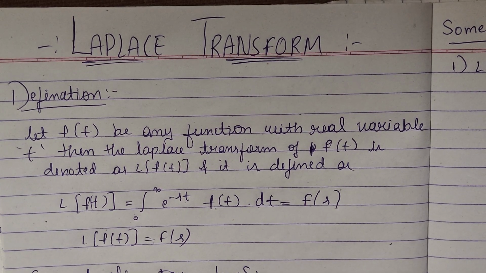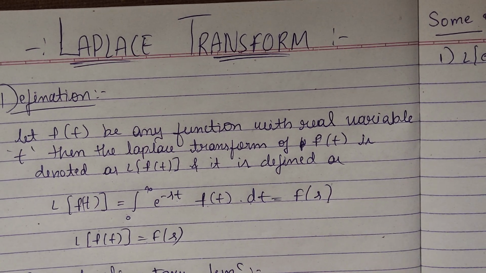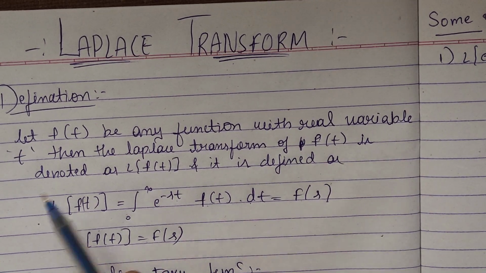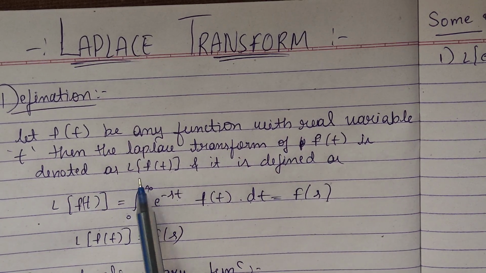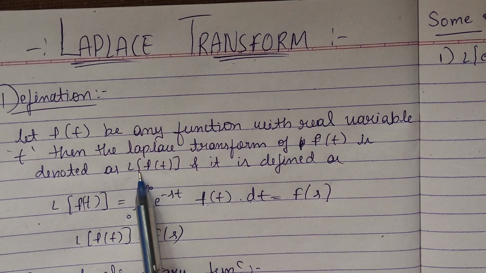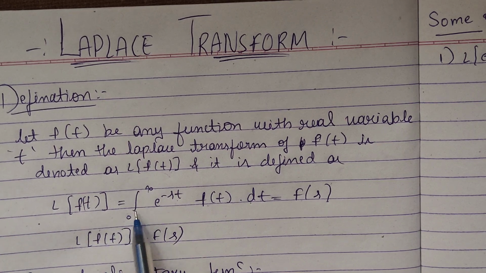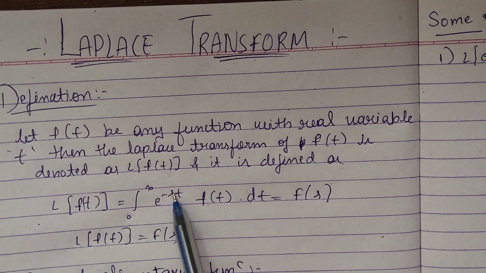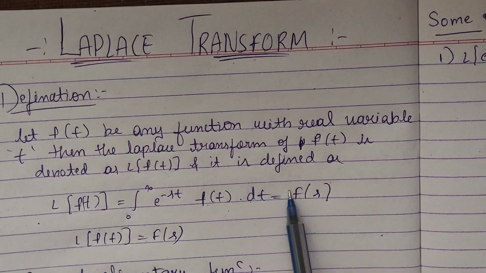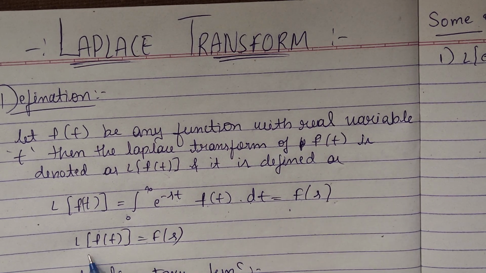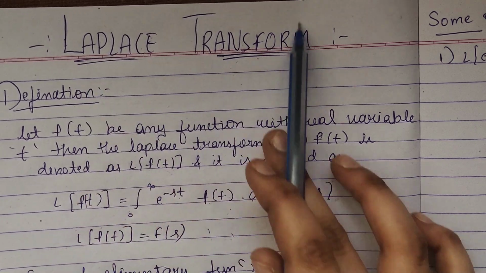Okay. Laplace transform. We go through the definition first. Let f of t be any function with a real variable t. Then the Laplace transform of f of t is denoted as L of f of t, and it is defined as L of f of t is equal to the integration over 0 to infinity of e power minus st f of t dt, which is equal to F of s. The whole term is also written as F of s. Then L of f of t is equal to F of s. This is the definition of the Laplace transform.